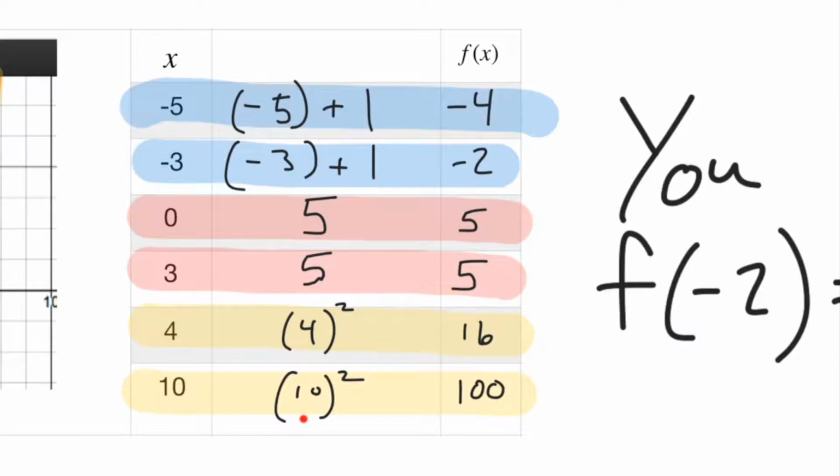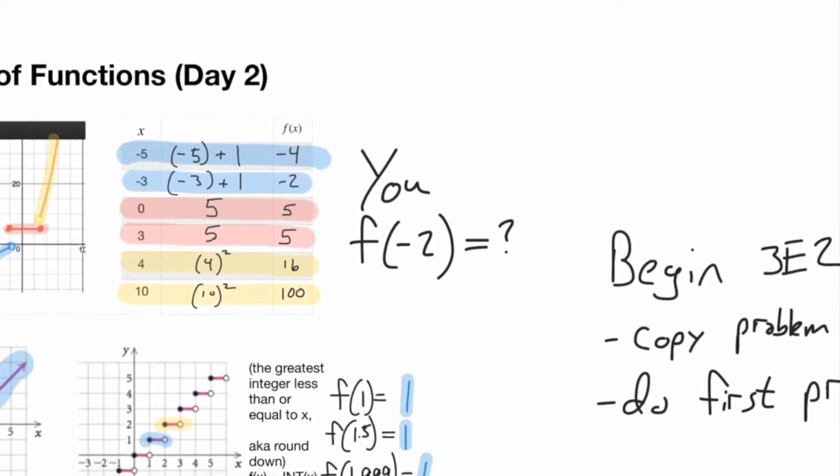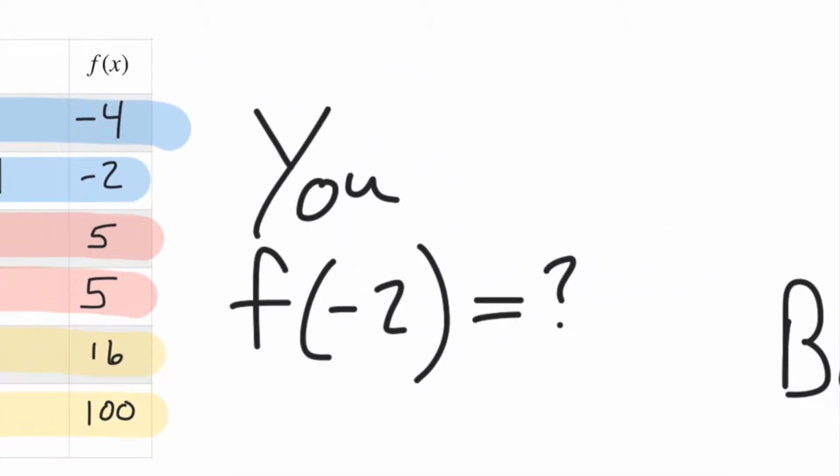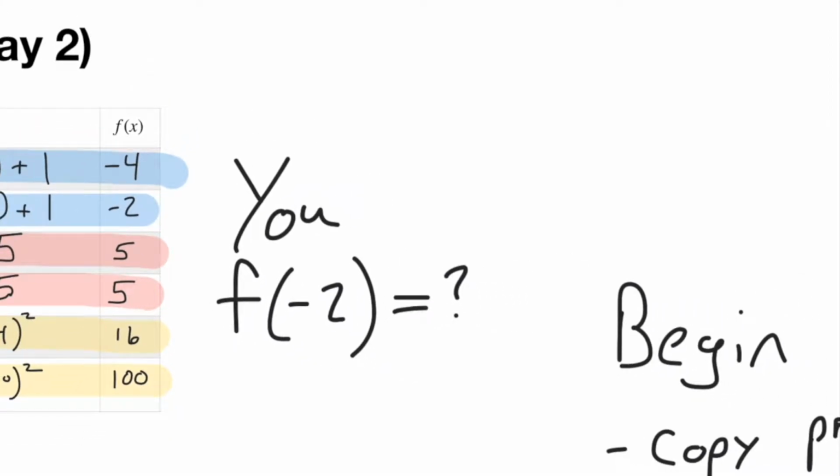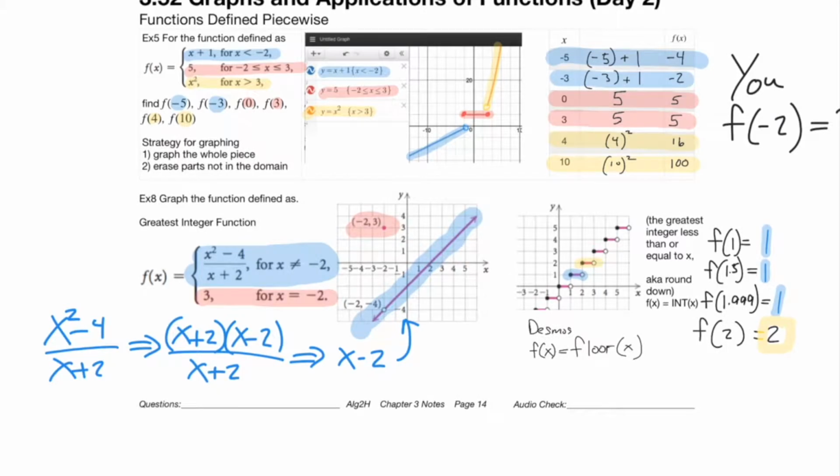Here, I want you to take a moment to make sure you've copied it all down, of course, and then also I want you to try and figure out what is f of -2. What piece are you going to use, the blue, the red, or the yellow? Be very careful and look at the conditions. And then once you've done that, let's move on.